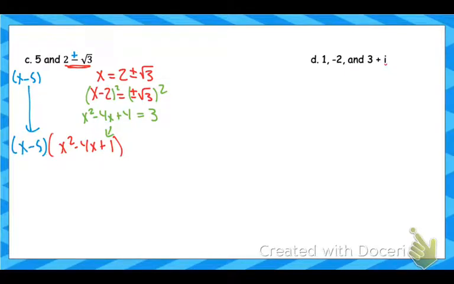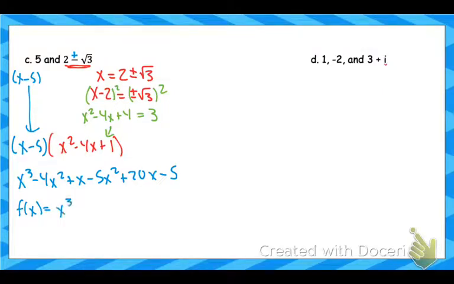So to get my final answer here, I do need to FOIL this all out. So x cubed minus 4x squared plus x minus 5x squared plus 20x minus 5. Then from here, I can go ahead and combine like terms. So I end up with x cubed minus 9x squared plus 21x minus 5.